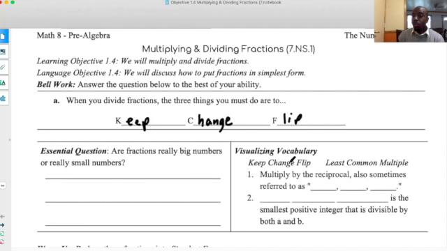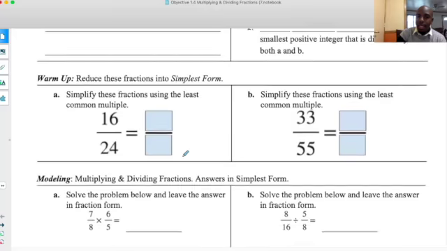All right. Now our goal for today is, yes, to deal with keep, change, flip, and as the vocabulary says, multiplying by the reciprocal, also sometimes referred to as keep, change, flip. And we're also going to be discussing, honestly, not multiples as mentioned there, but more along the lines of factors that can help us to identify the least common denominator. Let's scroll down so I can show you exactly how to be successful in this lesson.